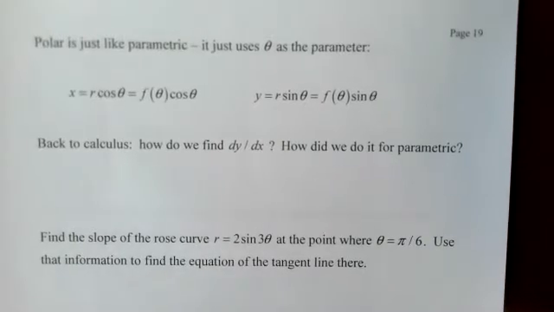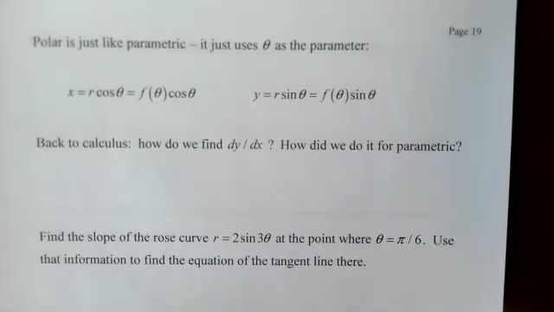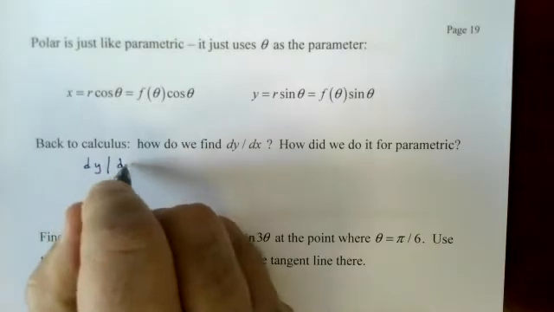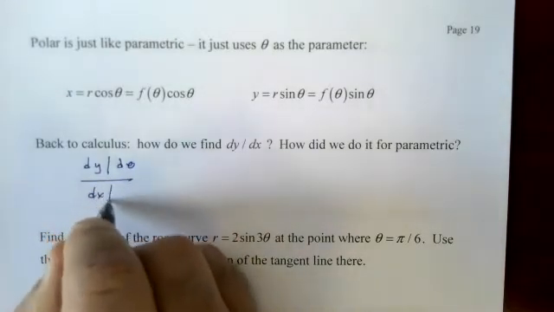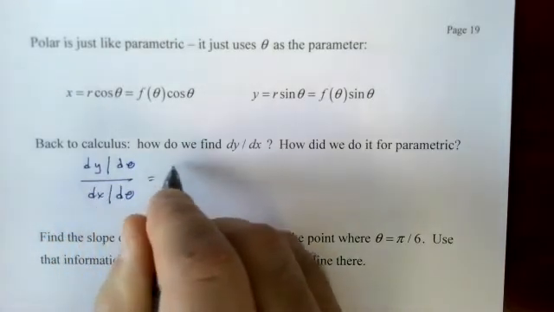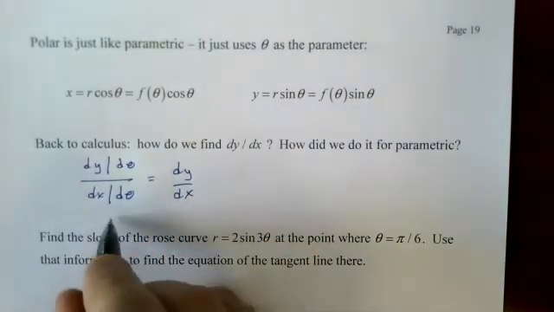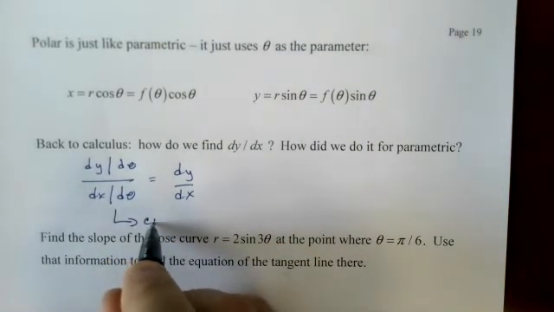So like I said, polar is just like parametric. Just use theta as your parameter. All right. X equals r cosine of theta. R is usually a function of theta. Off you go. Same thing on the y side. But how do we find dy/dx? Piece of cake. dy/d theta over dx/d theta. Hey, this is just like parametric. Yeah, I know. dy over dx. Double check. Can't be 0.